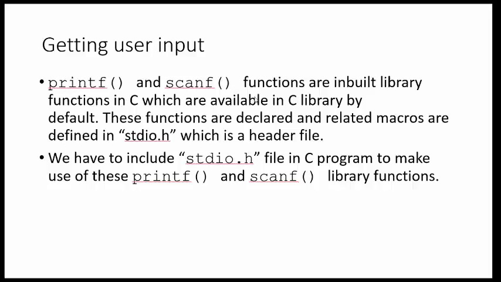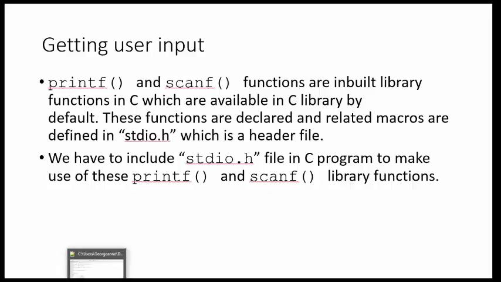These are built-in library functions in C, which are available by default in the C library. The way that they are made available by default is because you wrote that include statement at the beginning of your program that said include stdio, which means standard input output, as a header file. So you have to put the include standard IO in the C program to make use of the printf and scanf library functions. So let's look at a program.